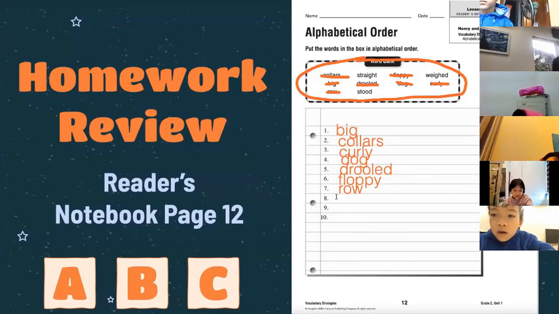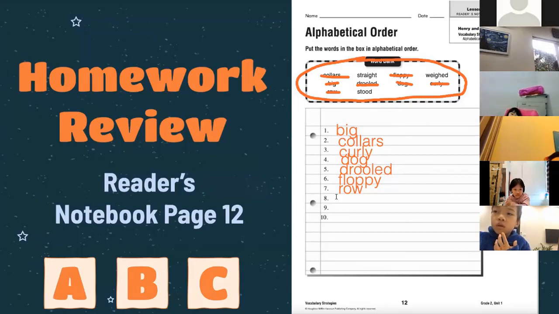So let's take a look. So we are now seeing that there needs to be an S next. So we have straight and we have stood. So both straight and stood start with an S. And their second letter is what? T. So they both have T's. So then we have to look at the third letter. Since the first two letters are the same, we have to look at the third letter in our words. So what's the third letter? A is the first.